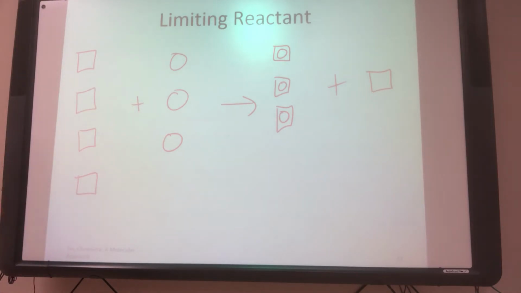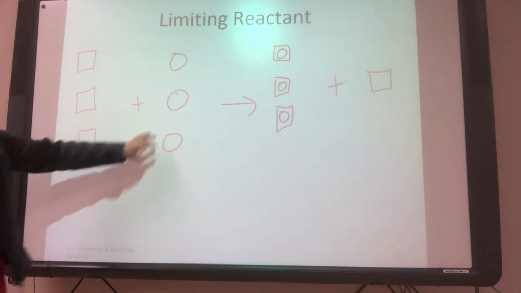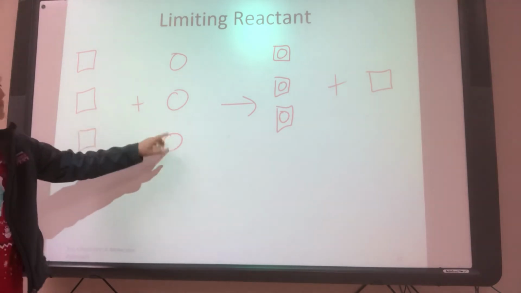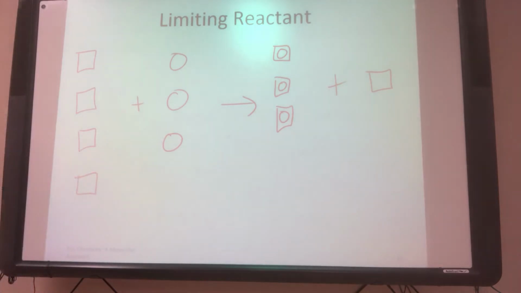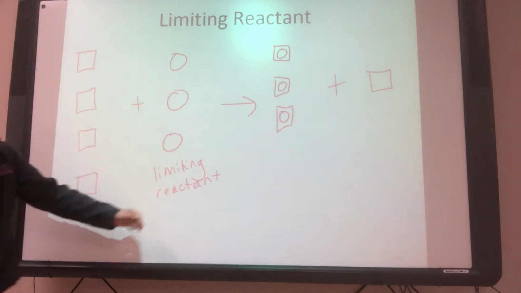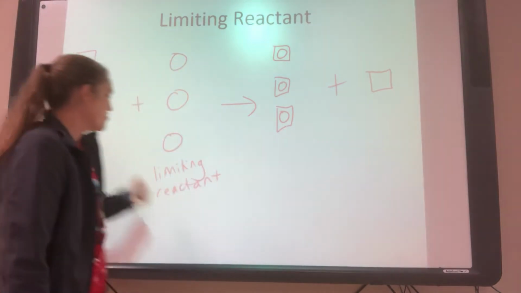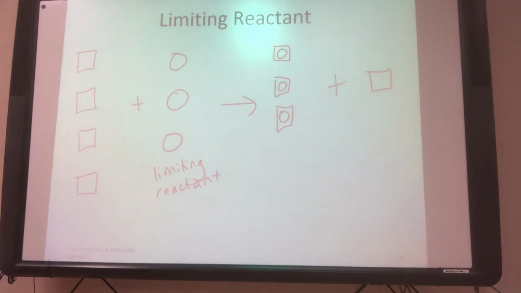So we have names for all of this. These are my reactants. This one limits how much I can make, so it is called my limiting reactant because it limits how much I can make. This one I have extra of. I ended up having some left over, so it is called my excess reactant, or you might see excess reagent, either one.